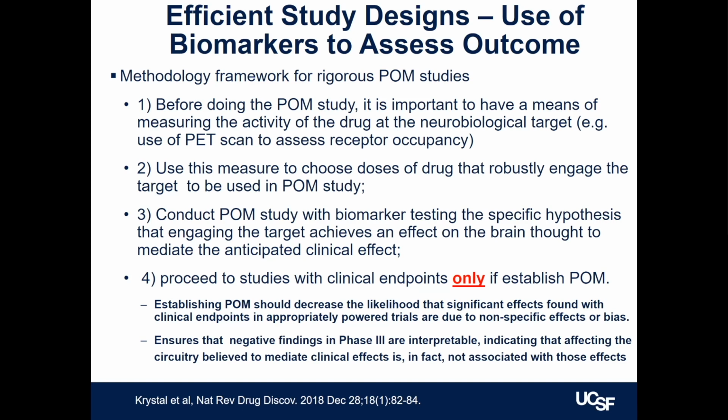Once you have that, then you do a proof of mechanism study with the biomarker, testing the hypothesis that engaging that target, let's say blocking the serotonin type 2 receptor, has a specific effect on the brain that is thought to mediate the anticipated effect. Let's say increasing activity in the neurons in the dorsolateral prefrontal cortex. And that's a specific hypothesis, and presumably there are 5-HT2A receptors that are thought to affect that function in that region.